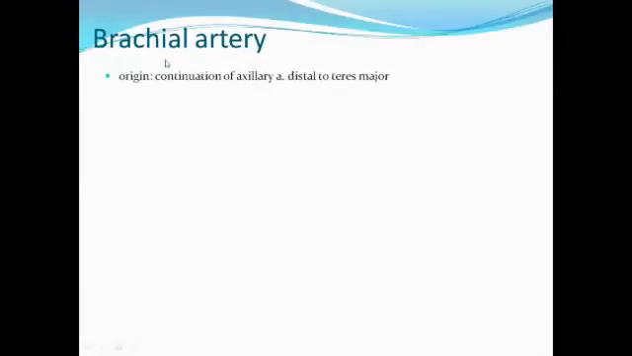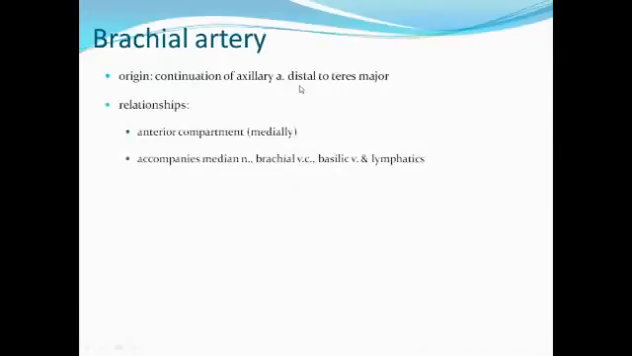So moving on to an example for a blood vessel, in this case the brachial artery. The origin of the brachial artery: it is a continuation of the axillary artery, and the name change from axillary to brachial occurs as the vessel travels distal to the teres major muscle.